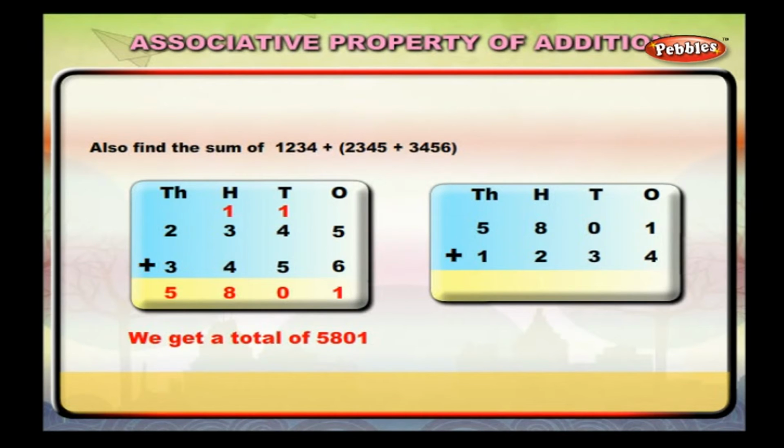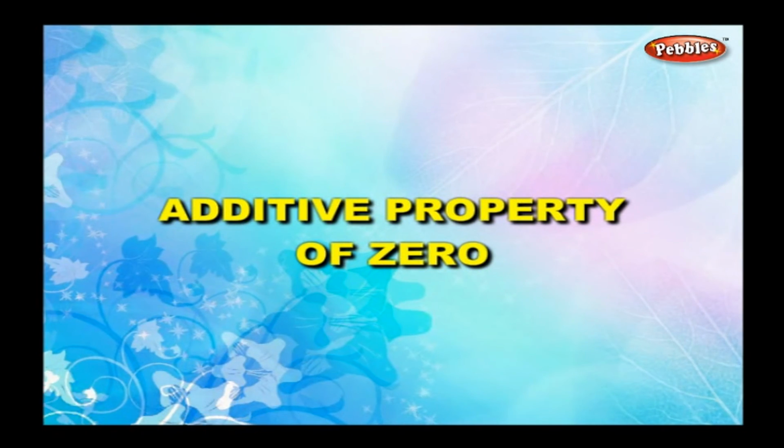1,234 to the total arrived. 5,801 plus 1,234. Add ones column. 1 plus 4 is equal to 5. Add tens column. 0 plus 3 is equal to 3. Add hundreds column. 8 plus 2 is equal to 10. Write 0 in the hundreds column and carry over 1 to the thousands column. Add thousands column. 5 plus 1 plus 1 is equal to 7. We get the same answer, 7,035.